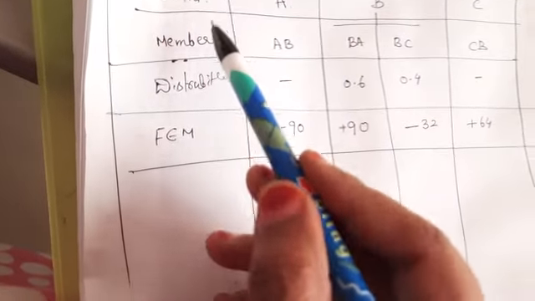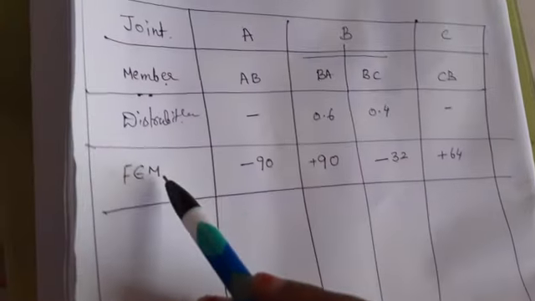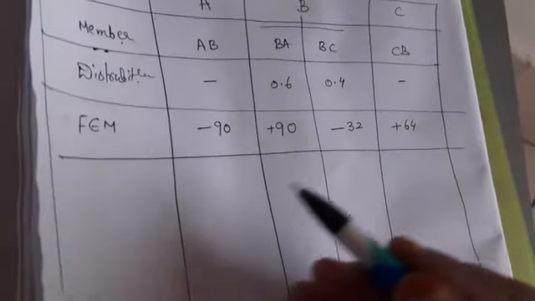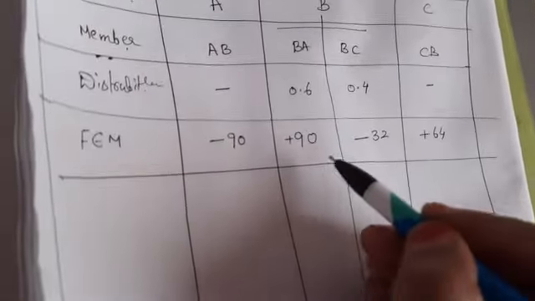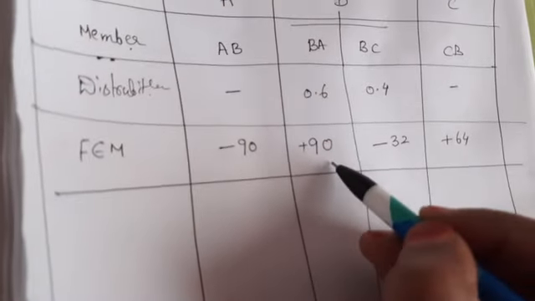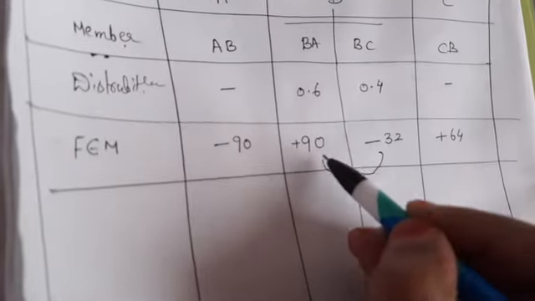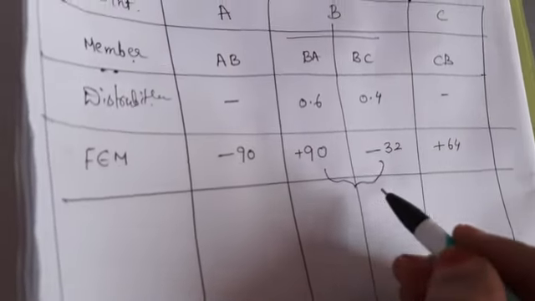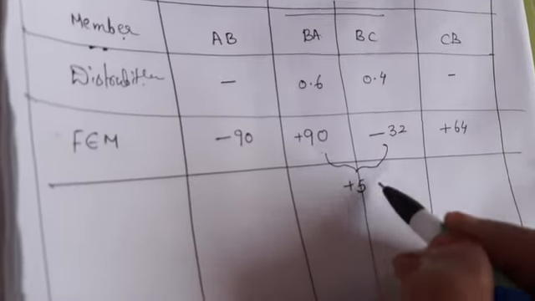Step 1 is joint, member, distribution factor, fixed end moments. Next, all of you observe clearly, because here only we tend to make mistakes. Here we have to consider joint B only. For joint B, first you have to take these two, 90 minus 32, which gives plus 58.